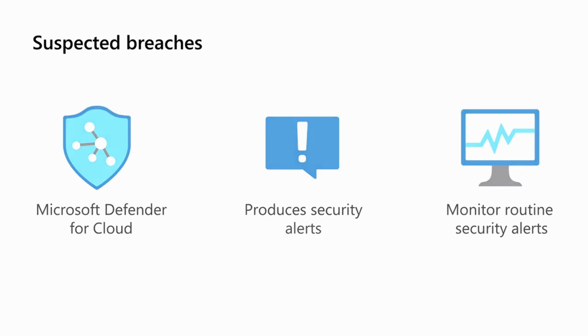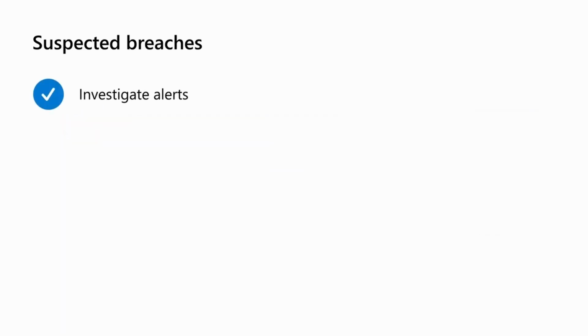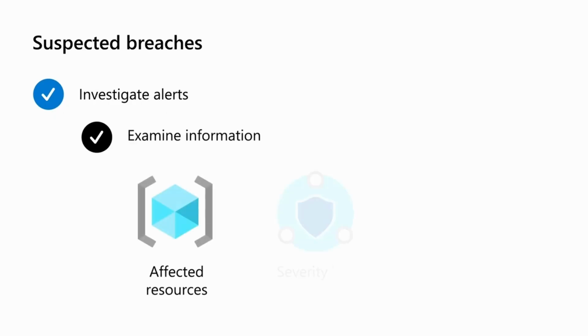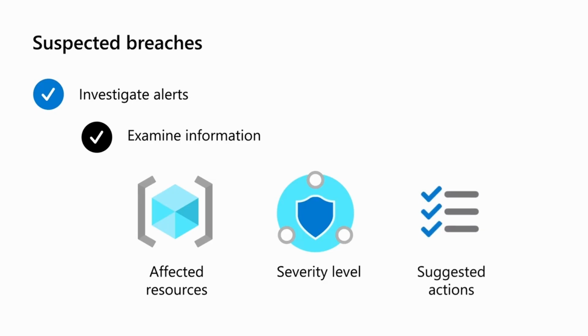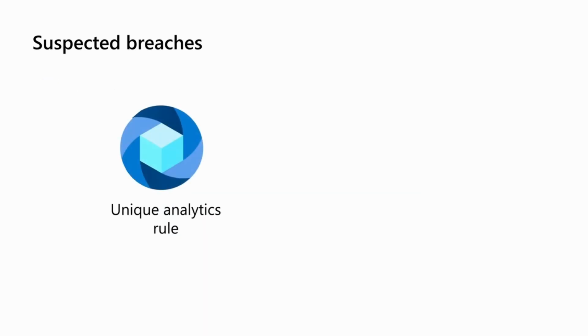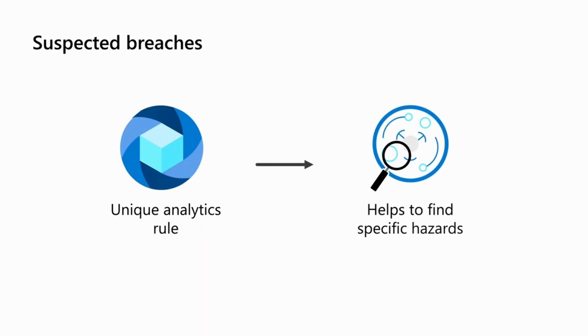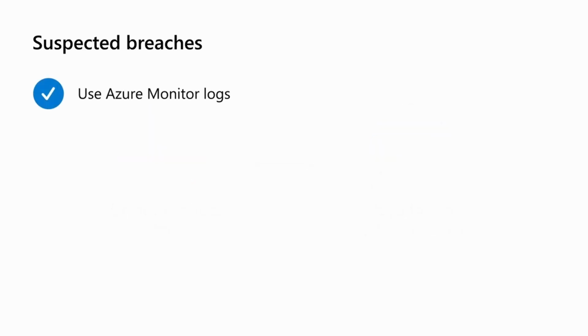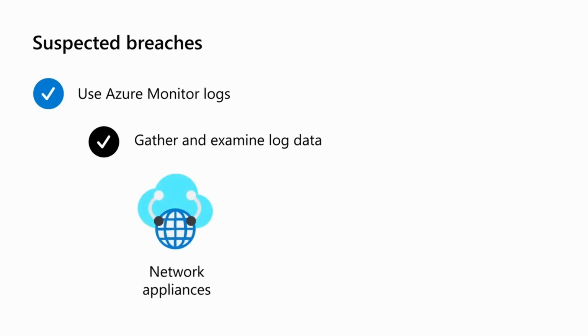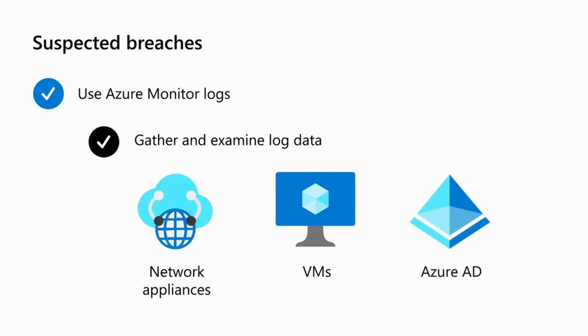Following that, you should actively investigate the alerts as you receive them by examining the information, such as the affected resources, the severity level, and the suggested actions. To gain insight into security events and spot potential breaches, you can set up unique analytics rules to find specific hazards pertinent to your area. Then, you may use Azure Monitor logs to gather and examine log data from various sources, including network appliances, virtual machines, or VMs, and Azure Active Directory, Azure AD.